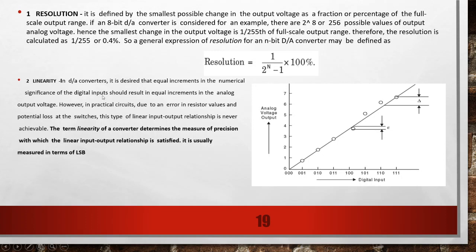Next is linearity. In a DA converter, say I move from input 1 to 2 to 3. What should ideally happen is, if 1 has a voltage of say 0.2 volt, then for input 3 it should be 0.6 volt and so on. That means the digital input to analog output curve should follow a straight or linear line. Due to the resistances and active devices in the circuit, it doesn't always follow. The term linearity determines the precision with which the linear output relationship is specified. Ideally, the acceptable value is if the maximum deviation from the linearity curve is within half of an LSB.